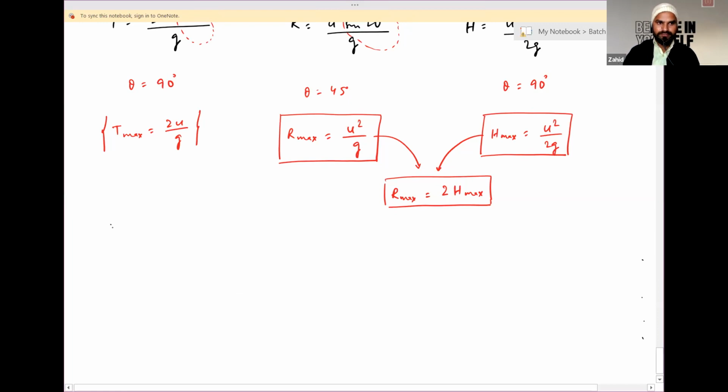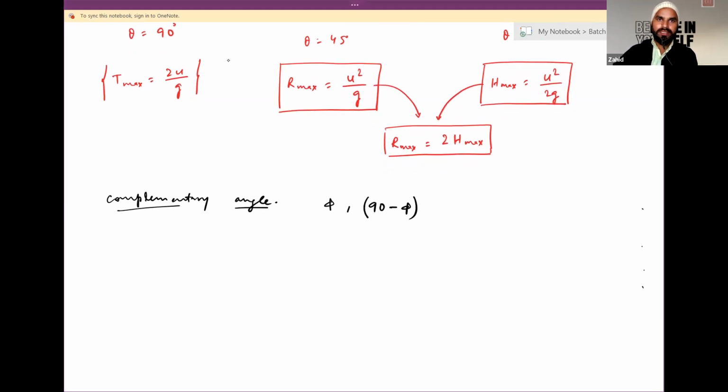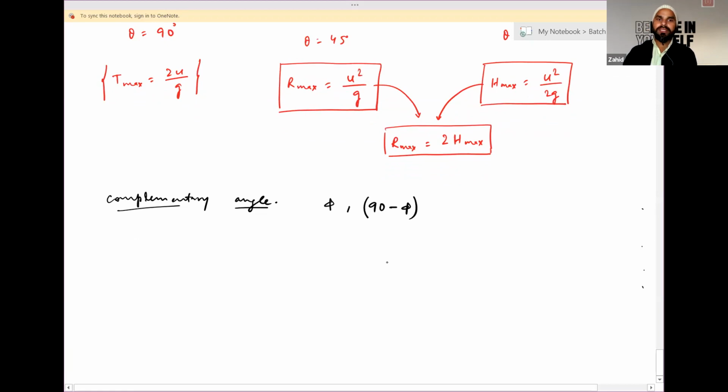Next is complementary angle. Complementary angle means two angles whose sum equals 90 degrees. So let's say the first angle is phi and the other is 90 minus phi. These two angles sum up to give you 90 degrees, so these two are complementary to one another. Now we have to define some relationships for time of flight, height, and range according to these complementary angles.